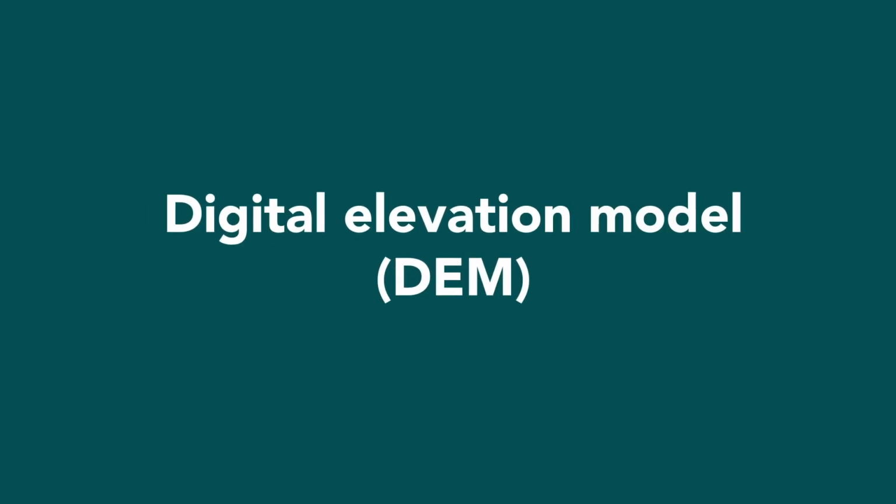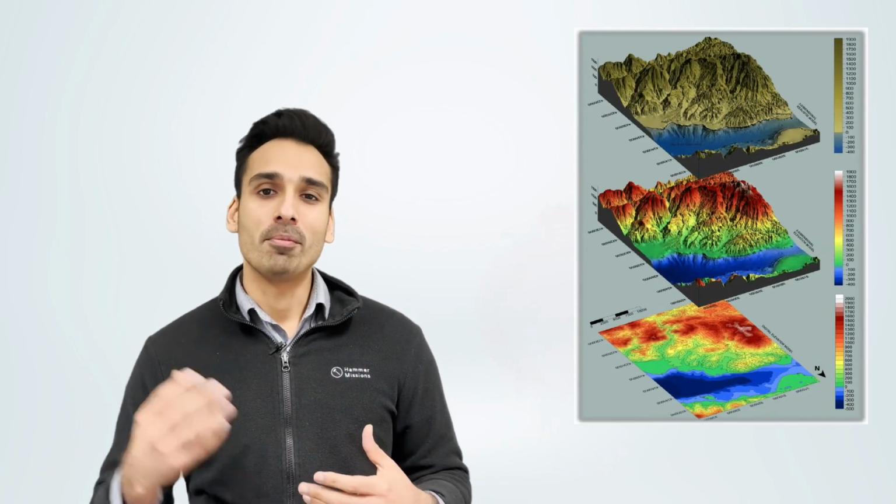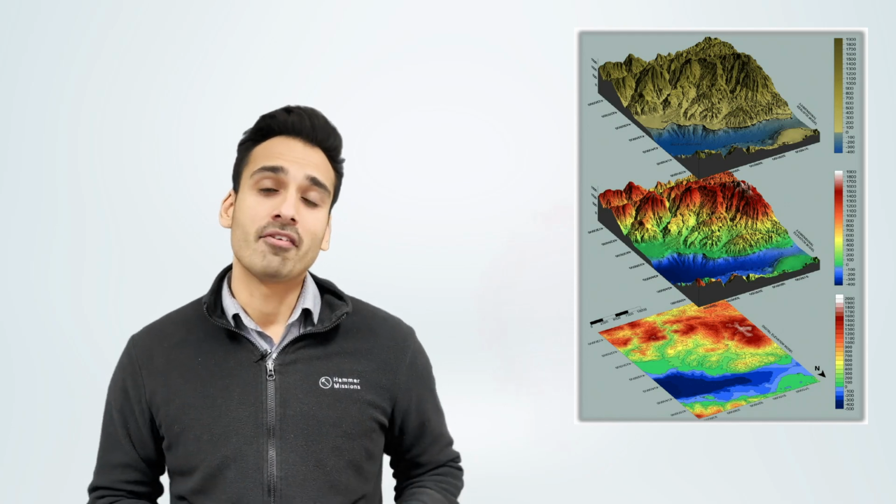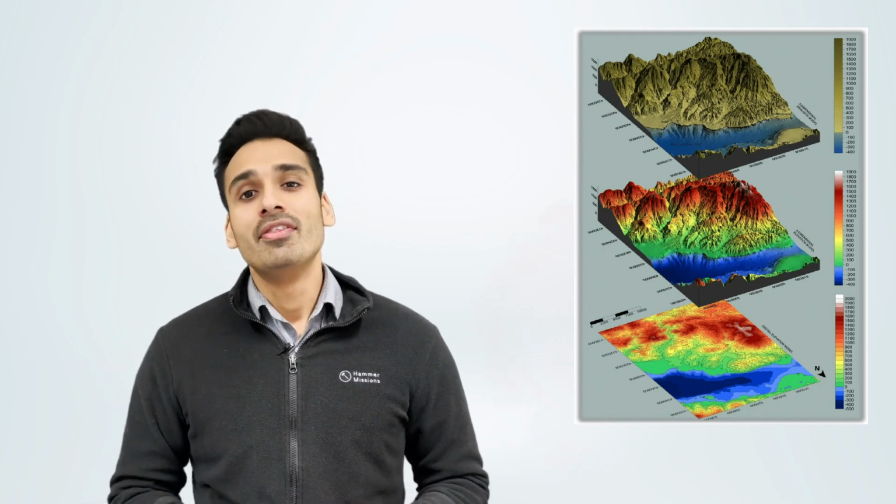Right, the next one we've got on the list is digital elevation model. So a digital elevation model is essentially just a file that has the elevation profile for the particular area that's been mapped. So if you imagine a 2D map has been created for an area using drones, the elevation profile for every single point on that site is essentially an elevation model.